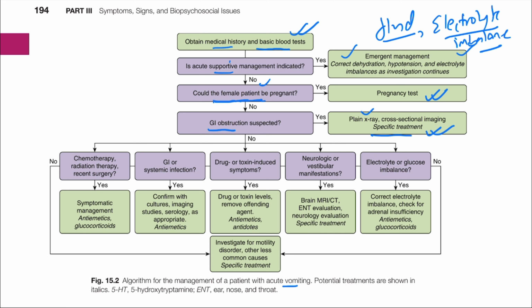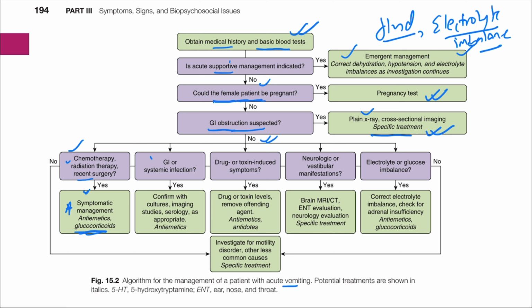If the patient does not have obstruction either, then it is categorized into a few differential diagnoses. If the patient is under chemotherapy or radiation therapy, or there is recent surgery, then you have to give symptomatic treatment. Chemotherapy might cause vomiting, radiotherapy might cause vomiting, and recent surgery might also cause vomiting. Symptomatic management with antiemetics, and sometimes glucocorticoid, might also be needed in this case.